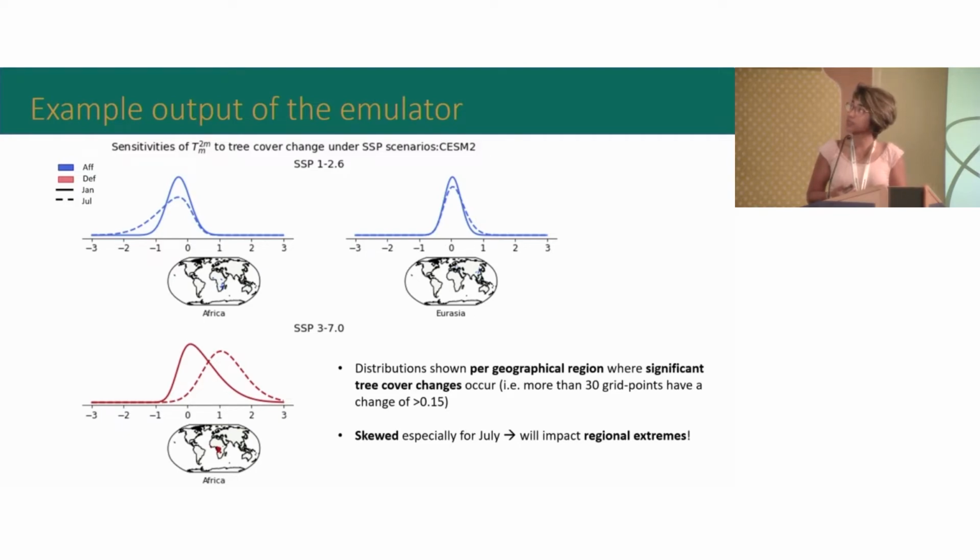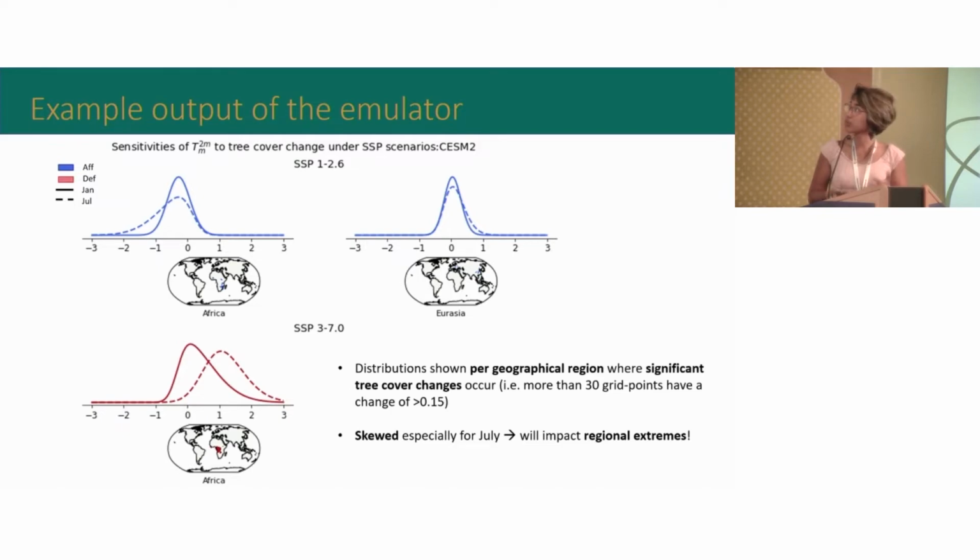For different SSPs, and here I'm showing it for the emulator calibrated in the Community Earth System Model, you can see the responses under SSP1-2.6 and SSP3-7.0 for afforestation, which is in blue, and deforestation in red, where June and July are differentiated as solid lines and dotted lines.